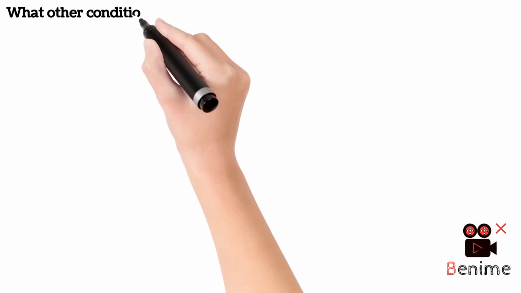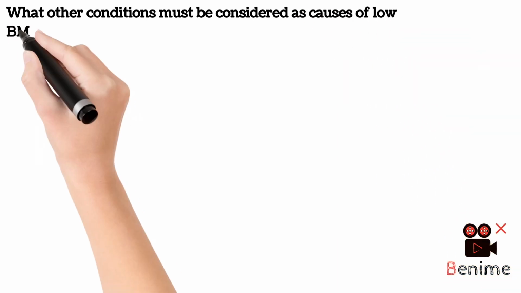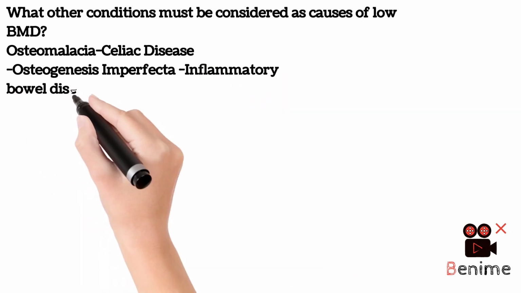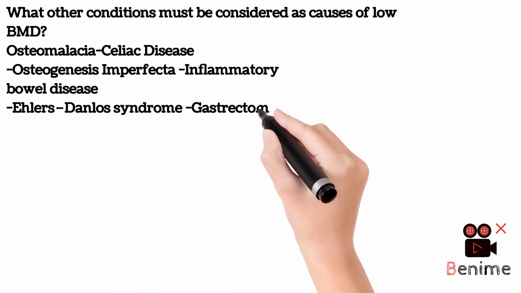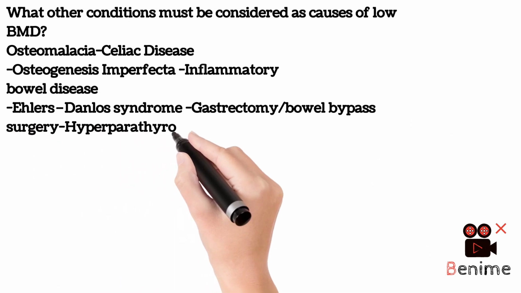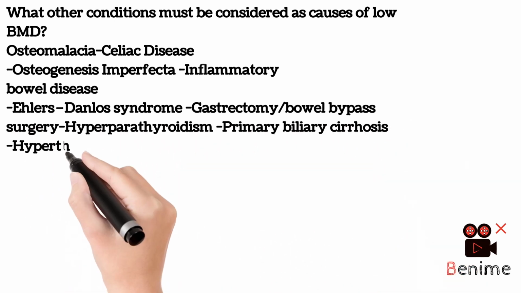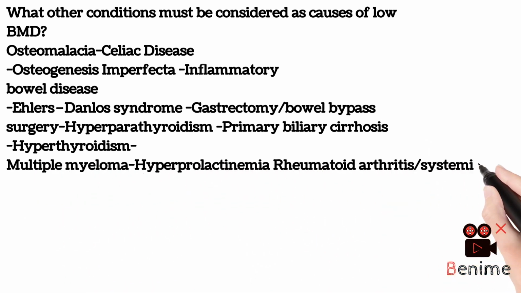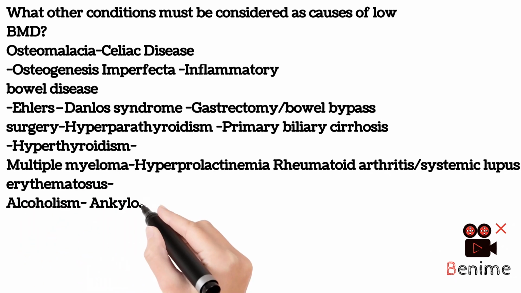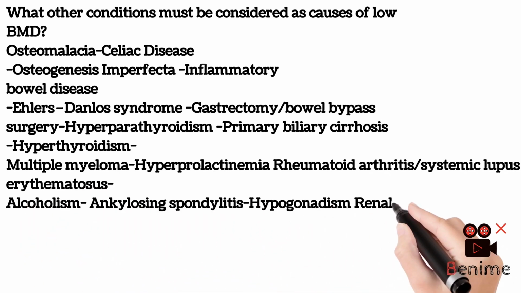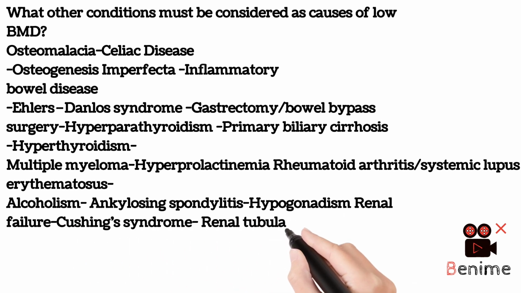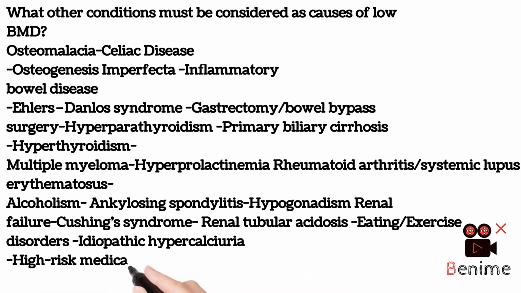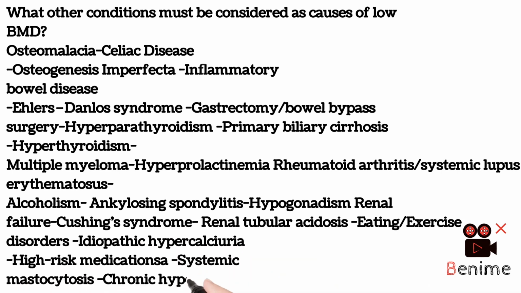What other conditions must be considered as causes of low BMD? Osteomalacia, celiac disease, osteogenesis imperfecta, inflammatory bowel disease, Ehlers-Danlos syndrome, gastrectomy, bowel bypass surgery, hyperparathyroidism, primary biliary cirrhosis, hyperthyroidism, multiple myeloma, hyperprolactinemia, rheumatoid arthritis, systemic lupus erythematosus, alcoholism, ankylosing spondylitis, hypogonadism, renal failure, Cushing's syndrome, renal tubular acidosis, eating and exercise disorders, idiopathic hypercalciuria, high-risk medications, systemic mastocytosis, chronic hyponatremia.